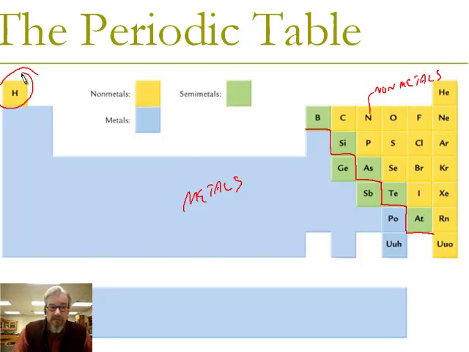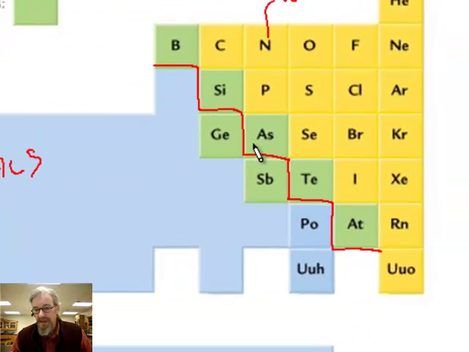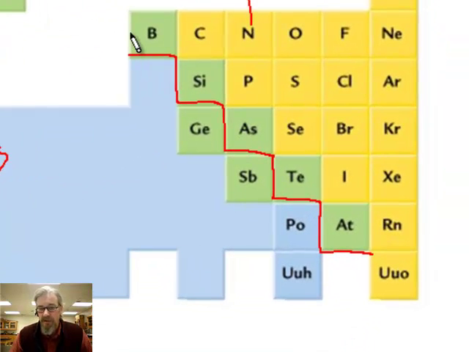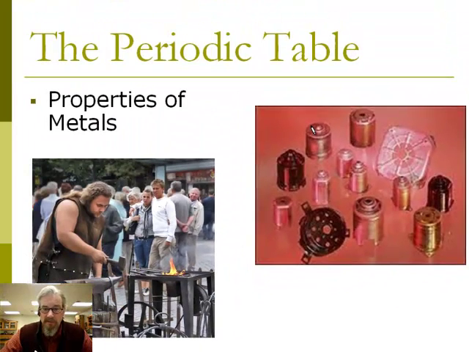Hydrogen over here, it's on the left-hand side, but it's really a nonmetal. And then there are some green things that aren't really blue or yellow, and we're going to talk about those in a little bit. But that's the main division in the periodic table. That distinction between metal and nonmetal is going to be very important. Let's explore the properties of metals first of all.